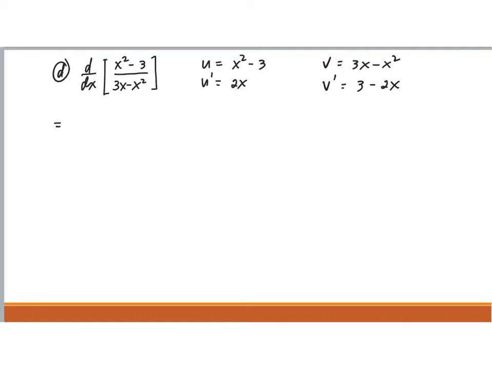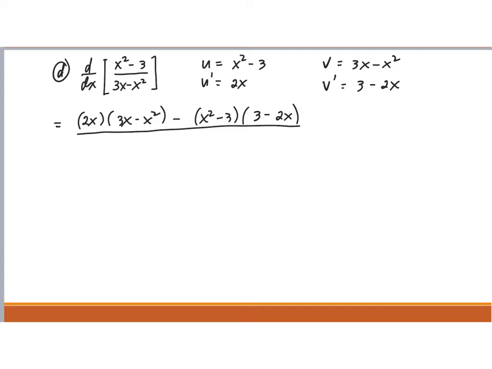The derivative would be u prime times v minus u times v prime all over 3x minus x squared, squared.